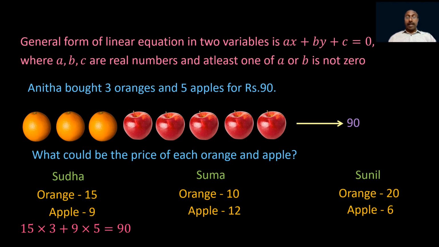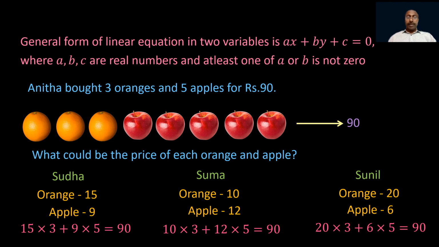If you check the answer of Suma, the price of 3 oranges is 3 tens are 30 and the price of 12 apples is 12 5s are 60. 60 plus 30 is also 90. And according to Sunil also, the cost of 3 oranges and 5 apples is 3 20s are 60 plus 6 5s are 30. 60 plus 30, 90.